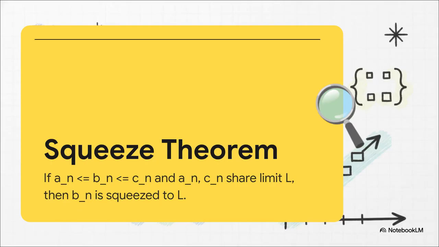Well, enter one of my absolute favorite mathematical concepts, the Squeeze Theorem. I kind of like to think of this as mathematical peer pressure. If you have a wild, unpredictable sequence, let's call it b_n, but you can definitively prove it is forever trapped between a lower sequence a_n and an upper sequence c_n, you're in control. If both of those outer sequences are heading to the exact same limit, let's say 0, then they physically squeeze that wild middle sequence, forcing it to go to 0 as well. It is just an incredibly clever workaround.